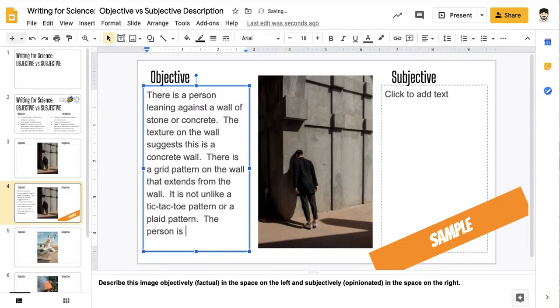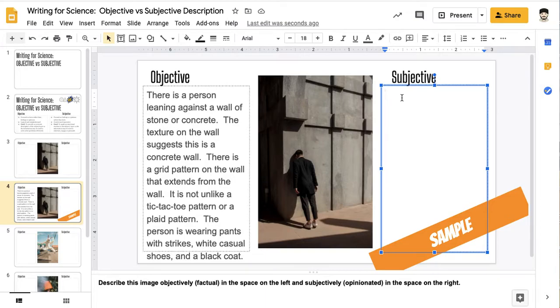The person is wearing pants with stripes, white casual shoes. If you zoom in, you can see that they're not dress shoes. They're white casual shoes and a black coat. So these are objective facts that we can look at about this image here. Okay, there's other details there as well that we could include, but I just want to make sure that I've provided 3 to 4 sentences that are, in fact, objective. Now, jump over to subjective.